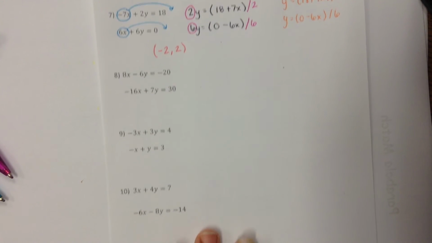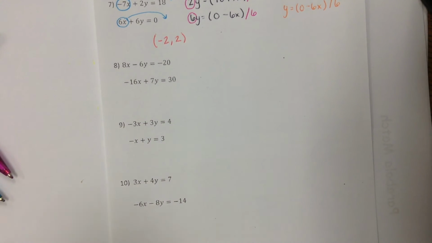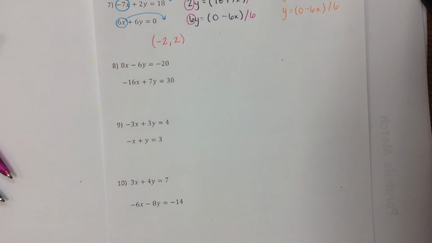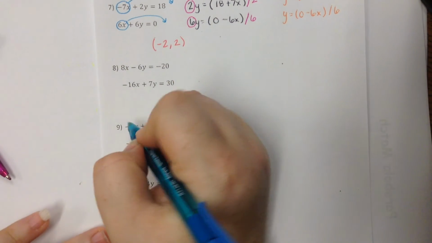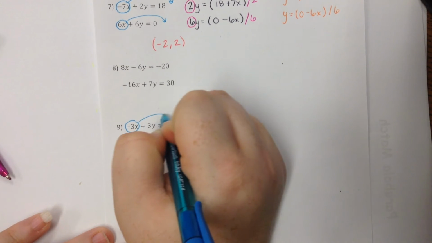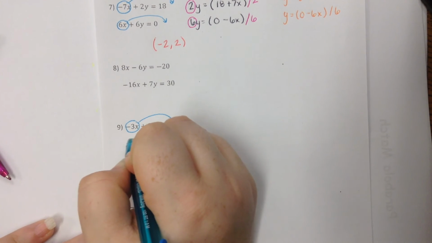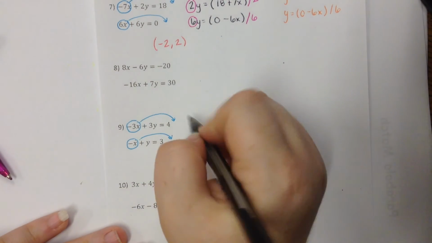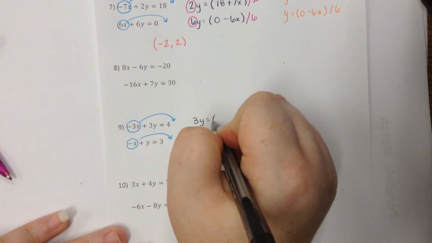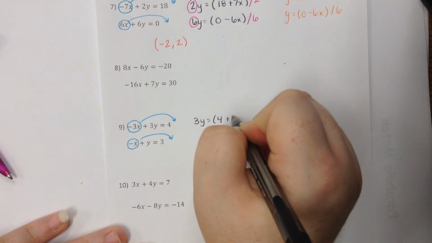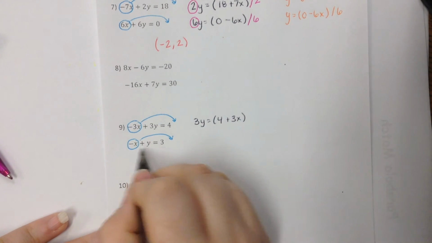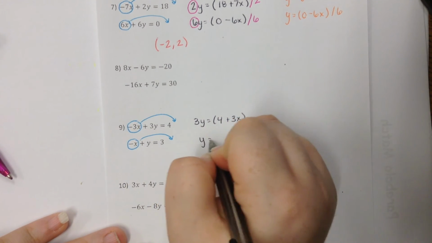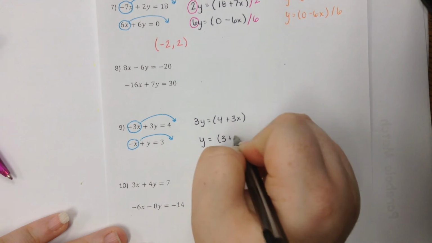I would like to move down to number 9 and number 10. Okay, so number 8, it's still the same setup. We're still going to do the same thing. We're going to set these up. I'm going to move this negative 3x to the other side, and I know I'm going to move the negative x to the other side. So I'm going to have a positive 3y equals parentheses 4 plus 3x, close parentheses. And on this one, I'm going to have y equals parentheses 3 plus x.